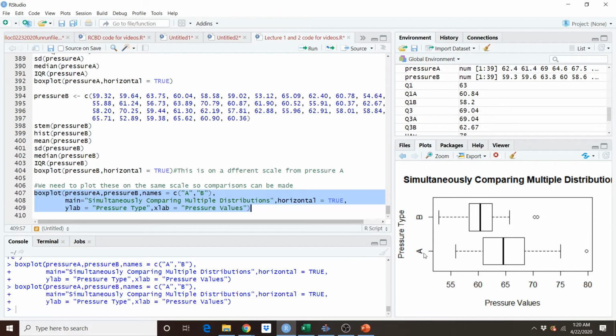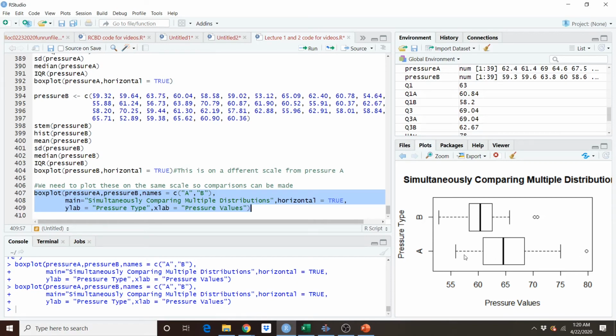Here are my pressure types, A and B. Here are the pressure values. Notice, pressure B has a much lower value than pressure A. Also notice that pressure B's third quartile is not even as high as the median for pressure A. And in fact, even the two outliers on pressure B have not reached the upper adjacent value of pressure A. And notice pressure A has an outlier approximately around 80.